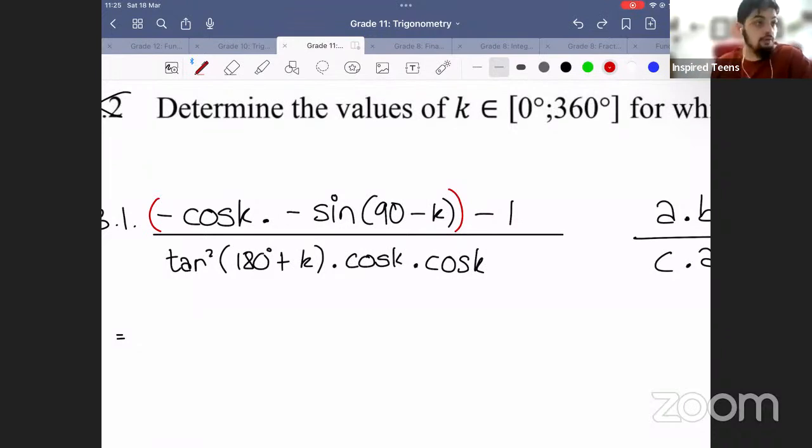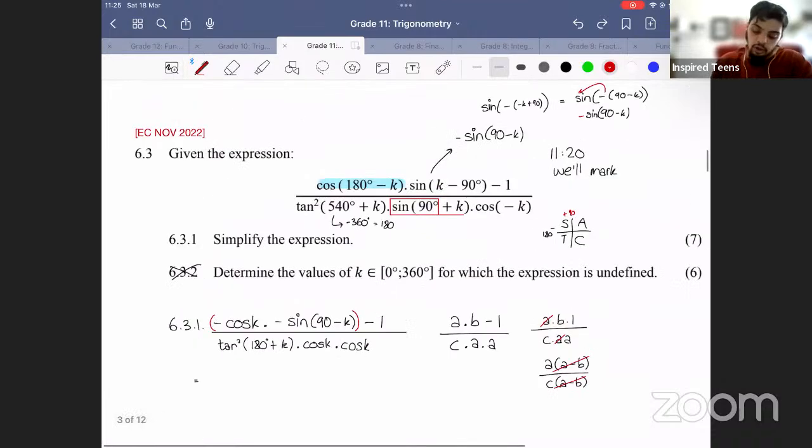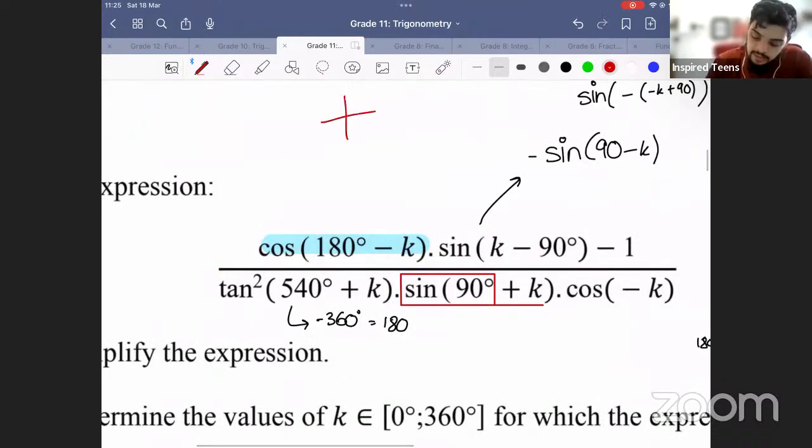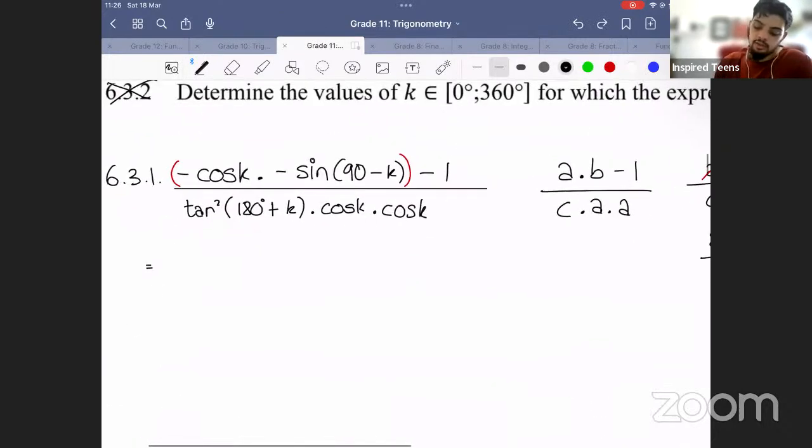Someone's asking, how did I go from cos(180 minus k) to negative cos k? So remember, we look at our CAST diagram, and 180 minus is in the second quadrant, where only sine is positive. So since only sine is positive in the second quadrant, cos would become negative, and then we write whatever angle we have left, which is k. So that's how it became negative cos k.